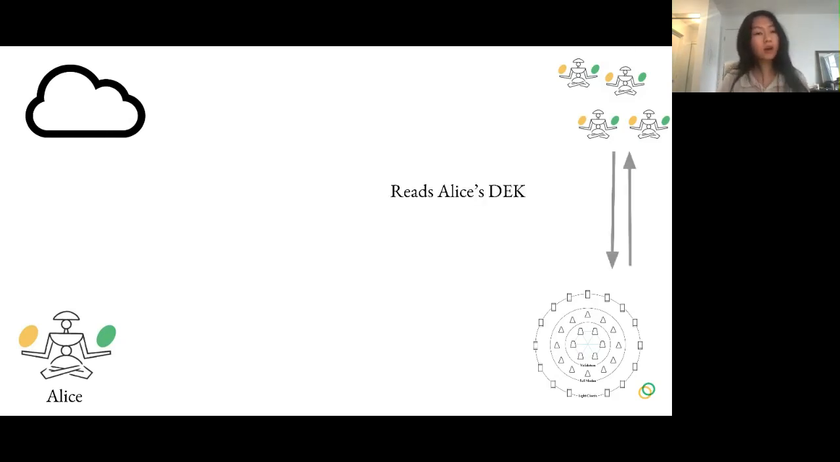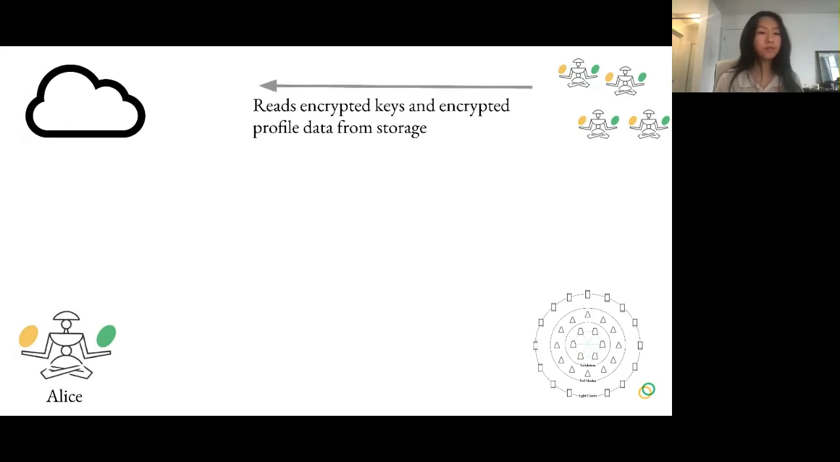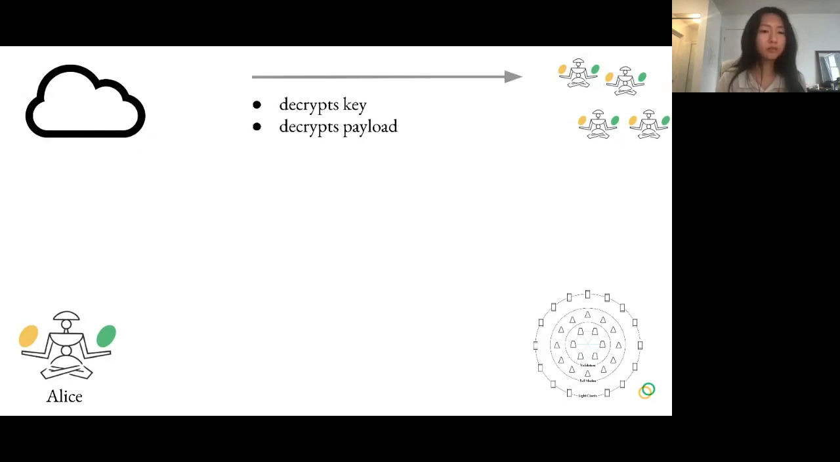Then Bob, when he wants to access Alice's profile, would retrieve Alice's data encryption key from the network. Using that piece of information, he would first download all of the encrypted keys and the encrypted payload from storage. Then he would be able to decrypt the symmetric key using his data encryption key, and using the symmetric key, he would be able to decrypt the payload, which contains Alice's name and picture.